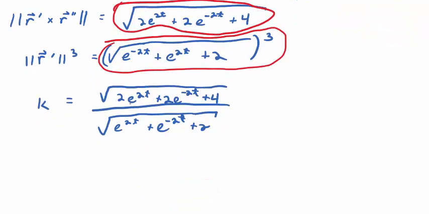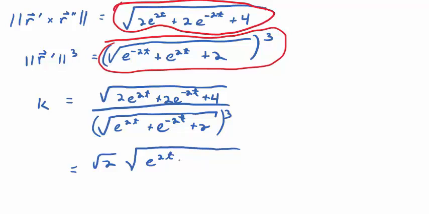So I'm thinking I could factor out a 2 underneath the radical, which means I can pull out a square root of 2. Oh, sorry, and this guy is cubed. Okay, so I can pull out a square root of 2, and what's left underneath the radical on top is e to the 2t plus e to the negative 2t plus 2. It's looking familiar.